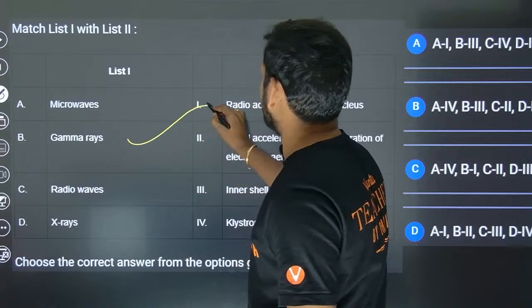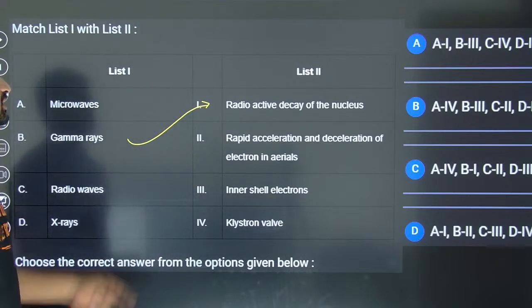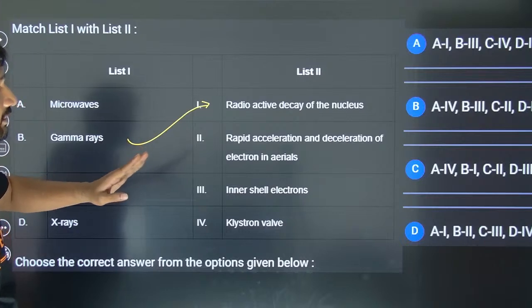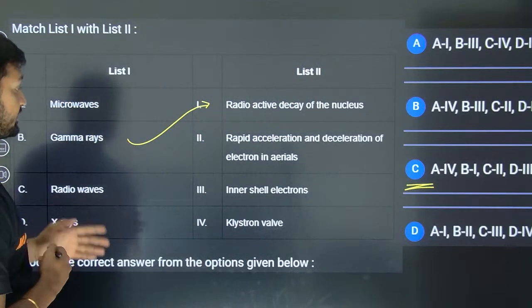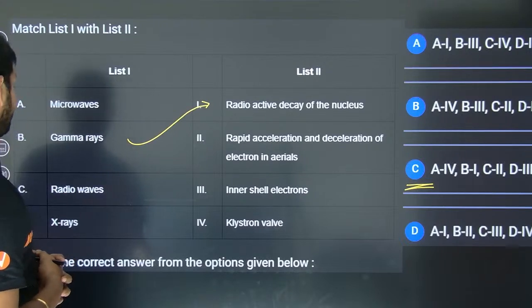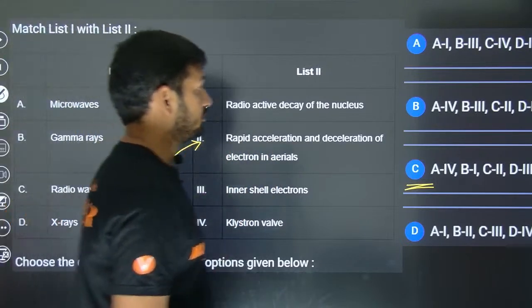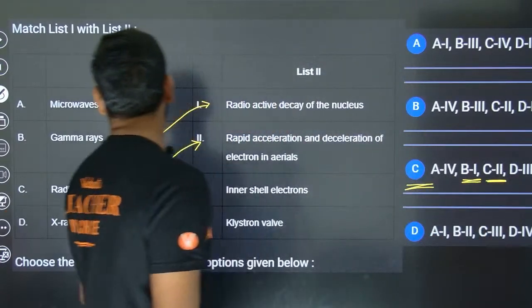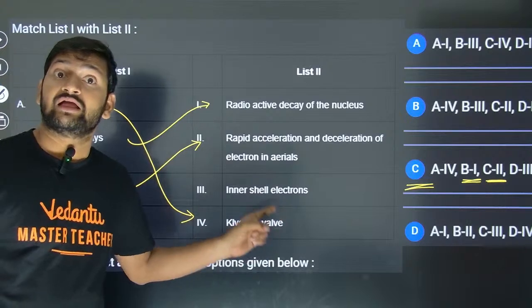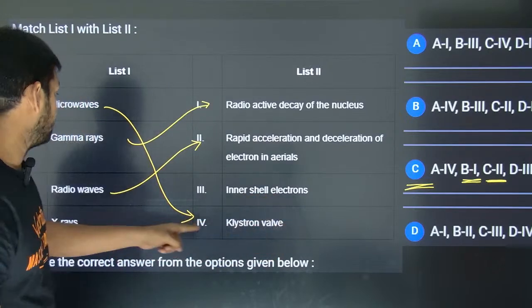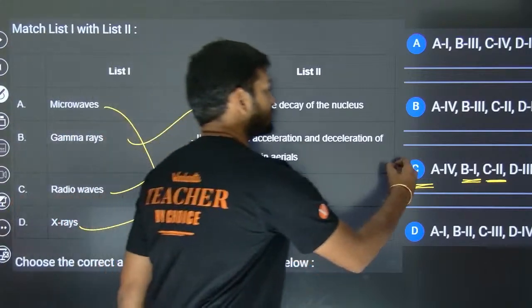Gamma, I know. Gamma is going to be radioactive decay of the nucleus. So B is going to be 1. How many options have B as 1? Only option C. For safety, I will verify one more. Radio waves are going to be produced by rapid acceleration and deceleration of electrons in aerials. So C should be 2. Yes, B is 1, C is 2. Now A, microwaves. In NCERT also they have given klystron valve or magnetron valve or gun diode. So A is going to be 4. Then we are left with inner shells of atoms. So the answer for this is going to be C.